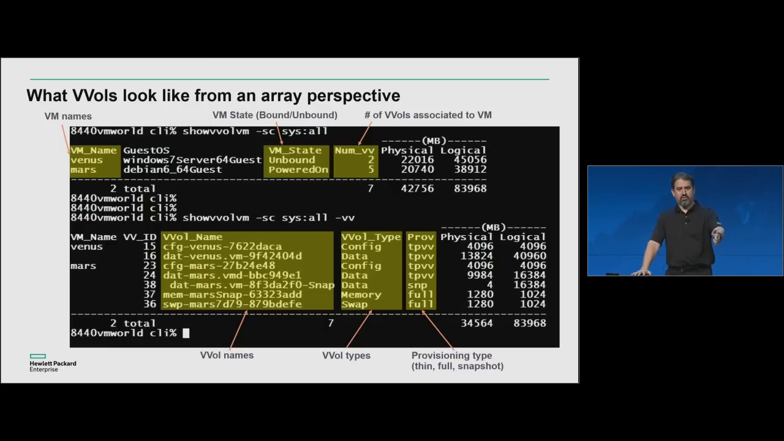We can see the VMs and the state they're in, the number of VVols they have, and capacity-wise what they're using, physically and logically. Digging in further, we show the individual VVols. They're all in one big listing if you have hundreds of these. There are no directories, but you'll see the different types of VVols and how they're provisioned. But again, this isn't meant to be managed or interacted with on the storage array side. If a storage admin goes in here and tries to do something with these files, it's going to mess up vSphere, because vSphere is not aware that that's happening.